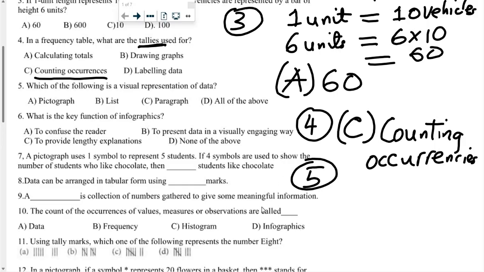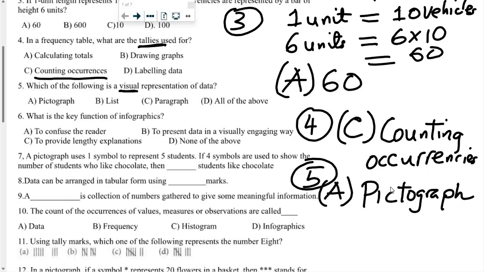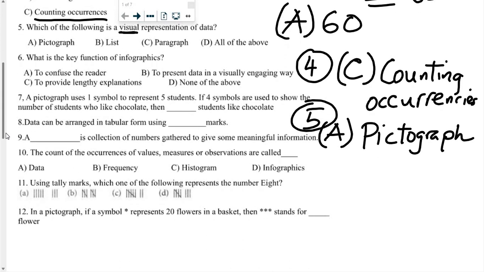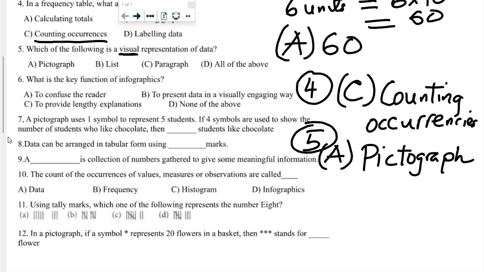Question number 5. Which of the following is a visual representation of data? The correct option is option A, pictograph. So option A, pictograph, is the correct answer.